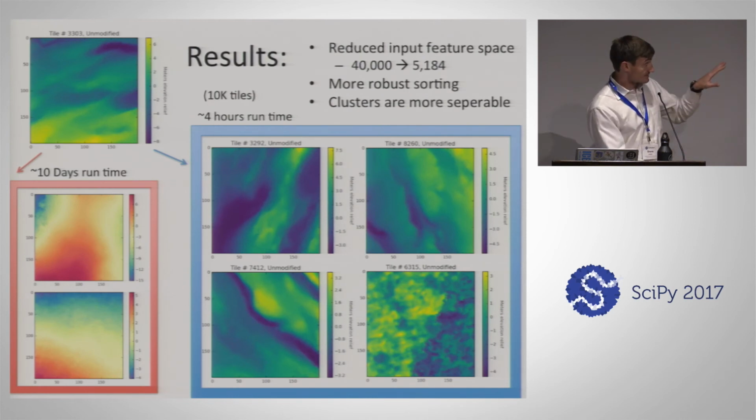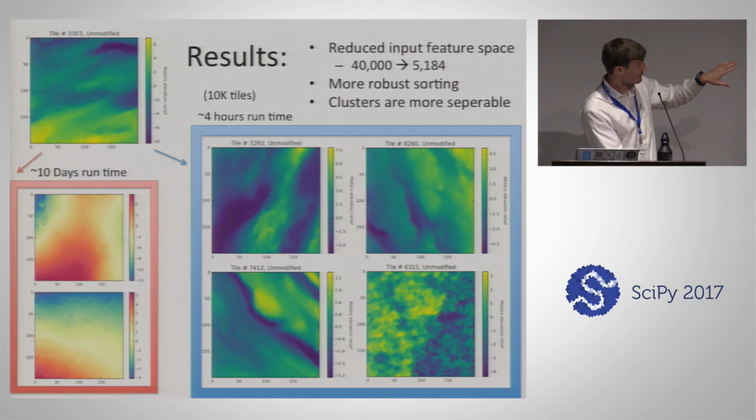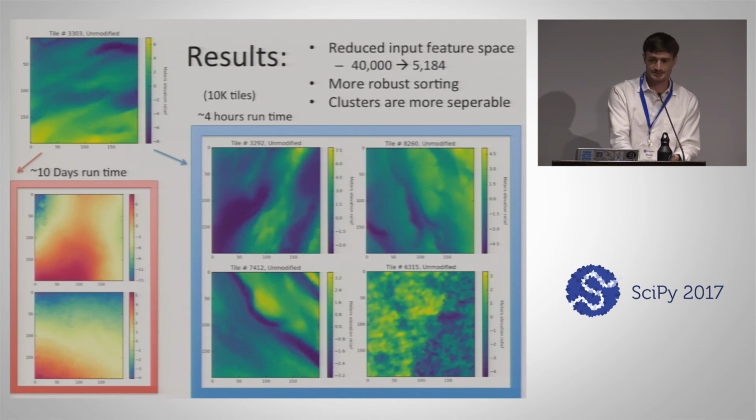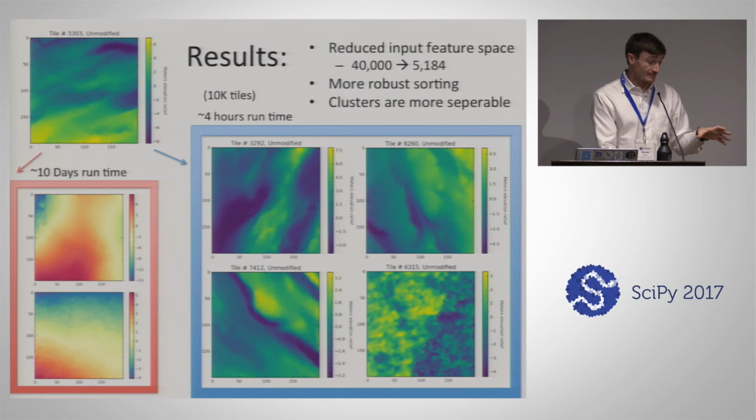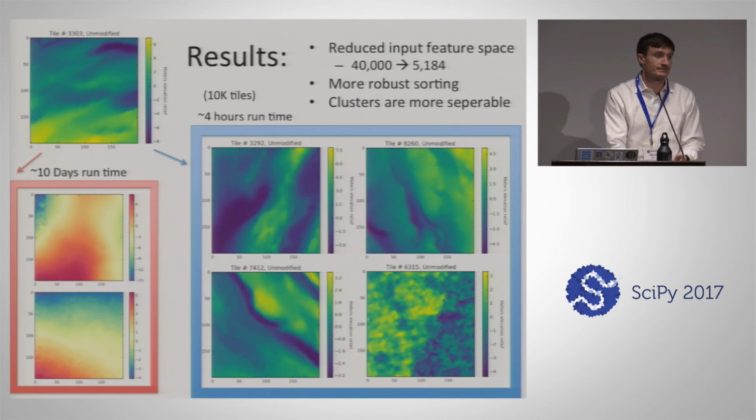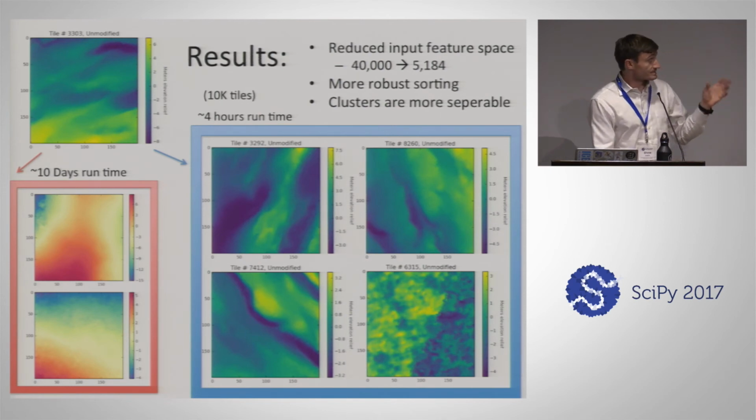To make a long story short, because I know I'm running short on time, the results are that I basically took this tile here. The red box is what I got before I did any of this normalization. It took about 10 days of runtime to not do a great job. And then this blue box is what happened after I did the rotation and the dimensionality reduction. So I reduced my input space from 40,000 length vectors to about 5,000 length vectors. And doing that reduced my runtime from 10 days to 4 hours, because it's an n-squared algorithm that's actually going through and doing this. And on top of that, because I'm doing this alignment, I end up with much, much more robust results.